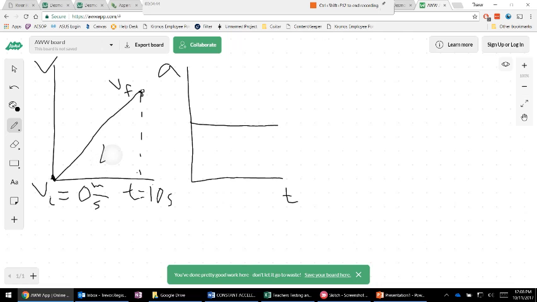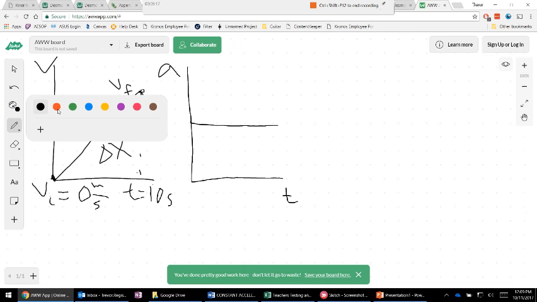So we'll talk about that in a minute, but right now we're just showing that if I found the area of this triangle, then that would tell me how far the car traveled. Distance here is this symbol, the Greek letter delta, which means change, and x for position. So change in position, which is just a fancy physics way of saying distance.